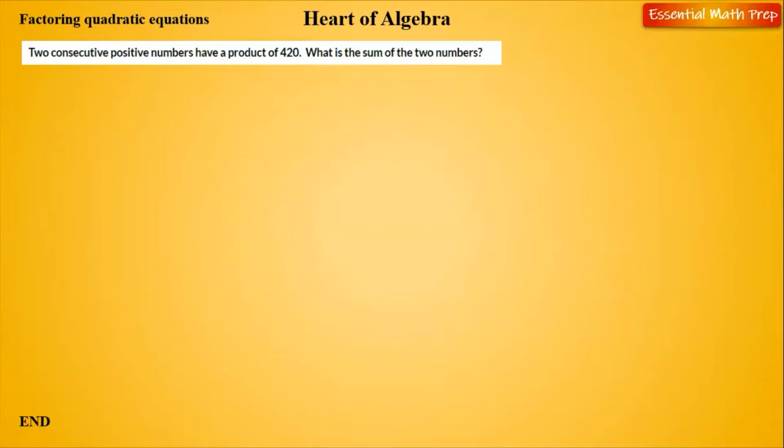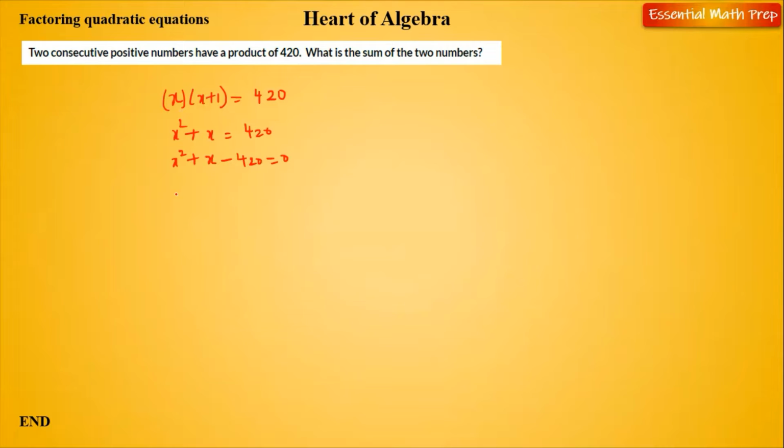Okay, let's do one more problem. And I think this is the end of this series of videos on factoring quadratic equations. Two consecutive positive numbers have a product of 420. So let's assume the first number is x and its consecutive would be x plus 1, right? If it's 2, the next number would be 3. So the product of those two would be equal to 420. So x squared plus x equals 420. So x squared plus x minus 420 equals 0.